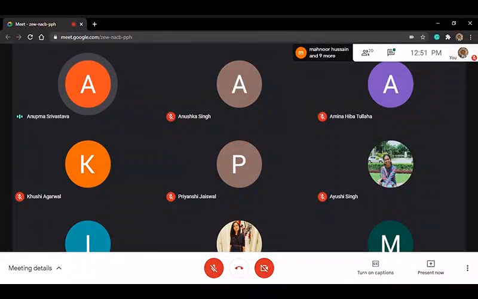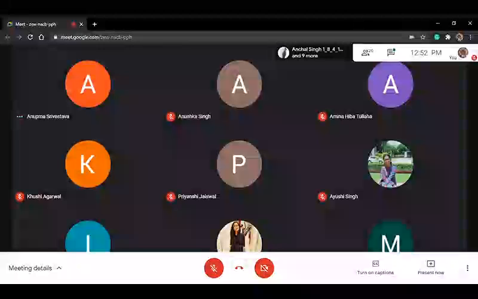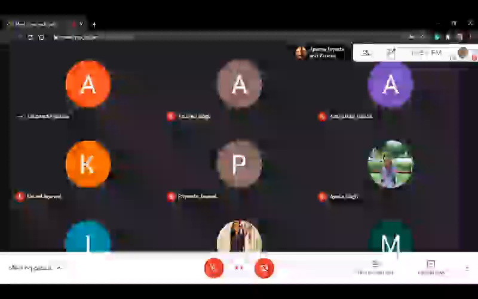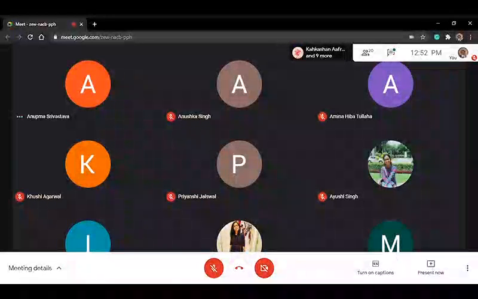Median can also be found from the ogive. Okay, so we'll do it next time because I need to prepare a PPT on this. Okay, so we will do this.